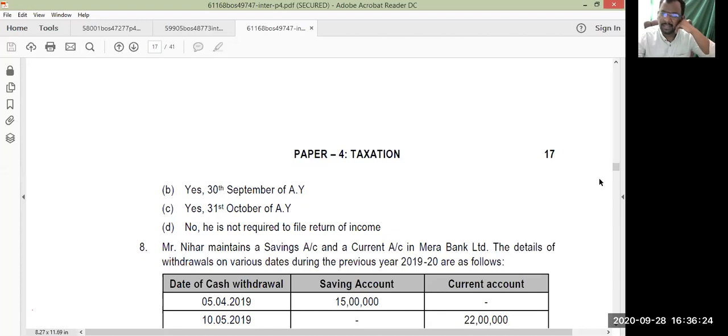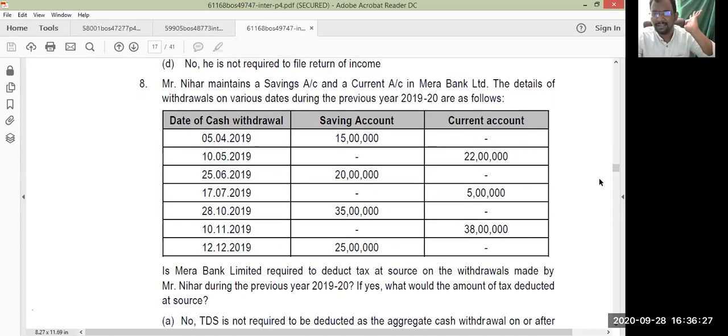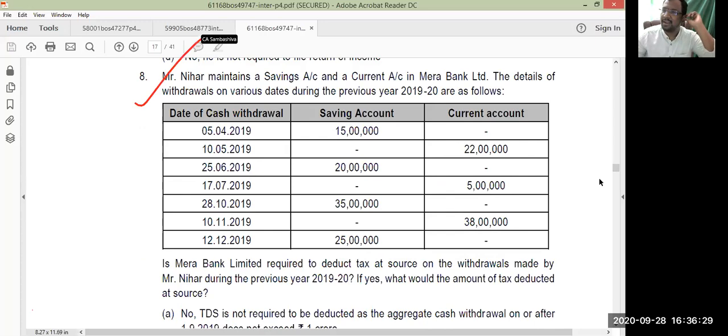Now look at this. This MCQ you might expect definitely during this attempt. This is regarding TDS under section 194N, TDS on cash withdrawals exceeding 1 crore. Mr. Nihar maintains a savings account and a current account in Mera Bank Limited. The details of withdrawals on various dates during the previous year 2019-20 are as follows. 5th April 2019 savings account 15 lakhs, 10th May 2019 22 lakhs, 25th June 2019 savings account 20 lakhs, and 17th of July 2019 5 lakhs.